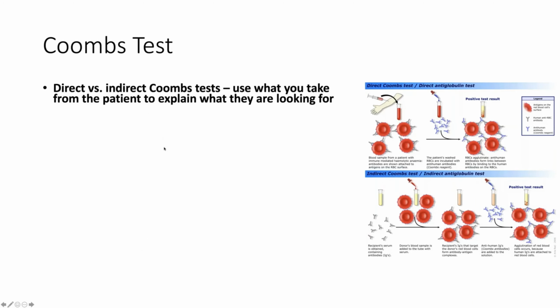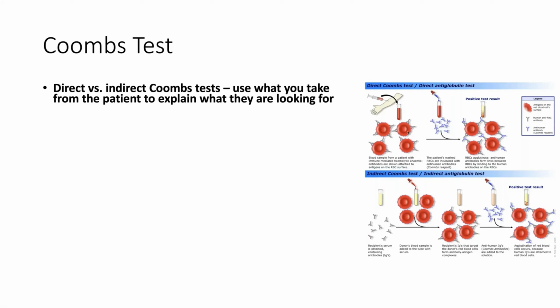So let's go back to Gianna. Direct versus indirect Coombs. Use what you take from the patient to explain what exactly you are looking for. So direct, you are taking red blood cells that already have antibodies on them to see if they agglutinate. Sorry, you're taking red blood cells to see if they have antibodies on them. Because if they clump, then you know that they have antibodies on them, and if they don't, then you know they don't. Perfect, exactly. So that's the direct Coombs.